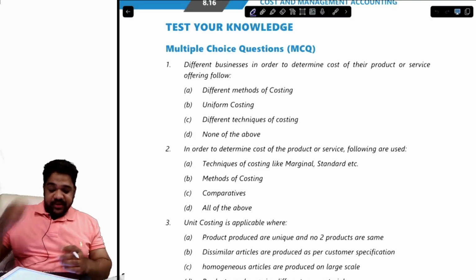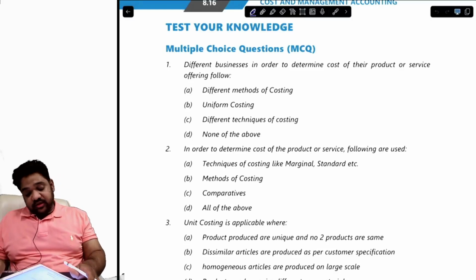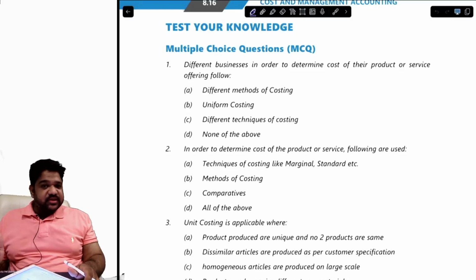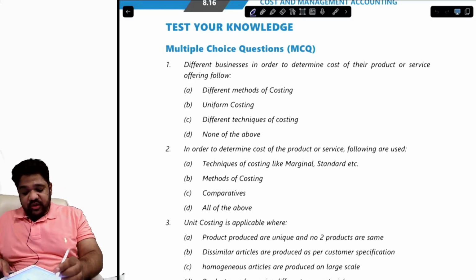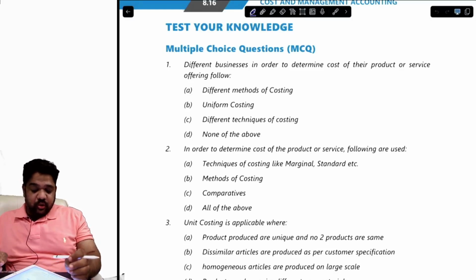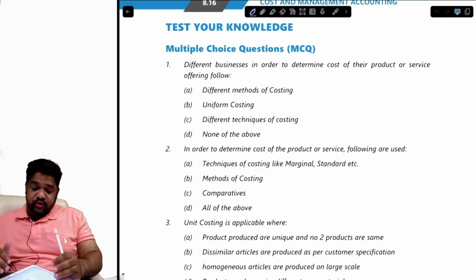Okay, so the next topic is job costing, or rather unit and batch costing. Very simple topic, so you can expect simple MCQs as well. So let's have a look. What does it say? Different businesses, in order to determine the cost of their product or service offering, follow different methods of costing, uniform costing, techniques of costing, none of the above.